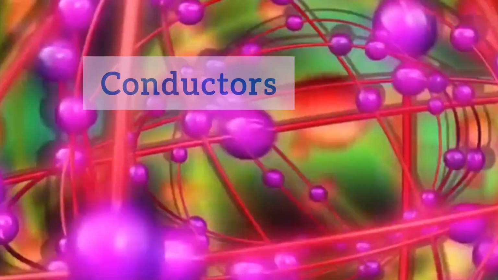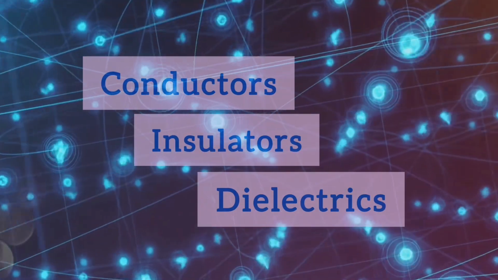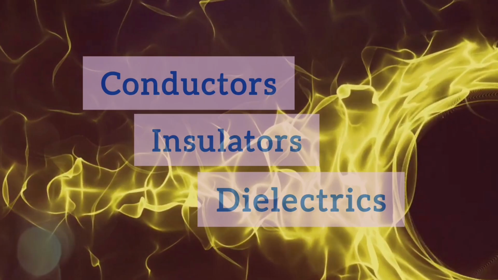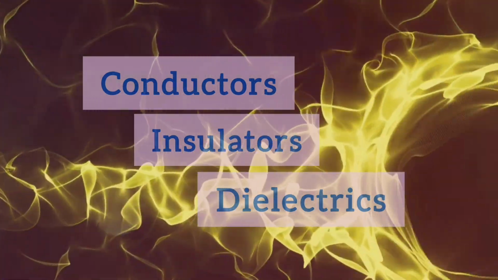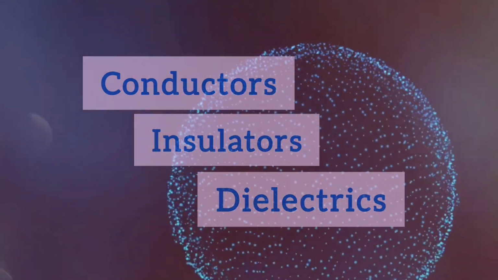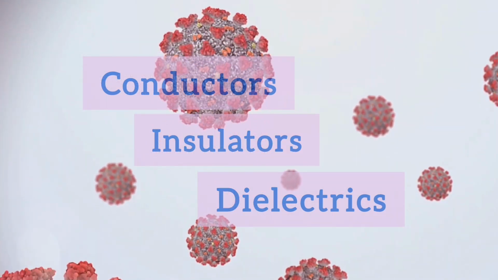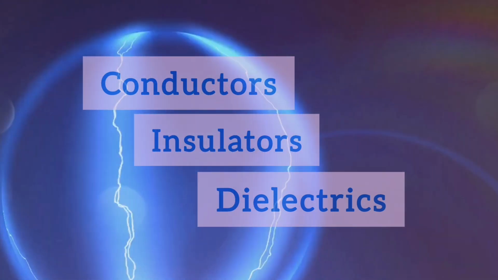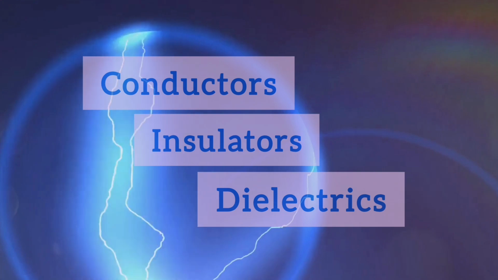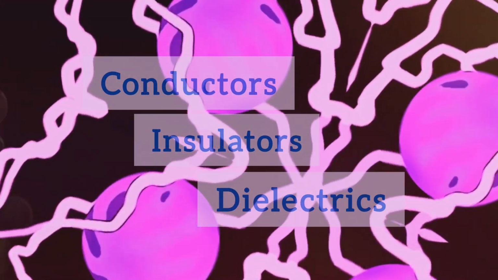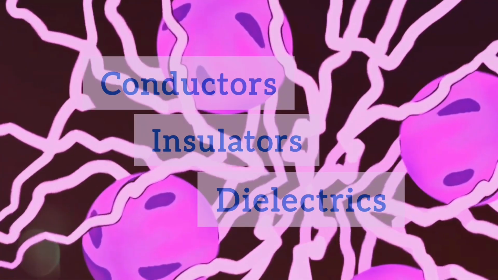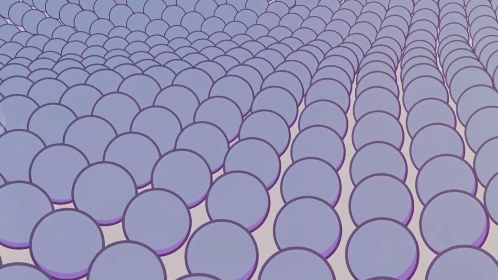In materials, we encounter conductors, insulators, and dielectrics. Conductors, like metals, allow charges to flow easily through them. That's why we use copper wires to carry electricity in circuits. Insulators, like rubber or plastic, prevent charges from moving, which is why we cover wires with insulation. Dielectrics are materials that don't conduct electricity but can still be affected by electric fields, which is important in devices like capacitors that store electrical energy.